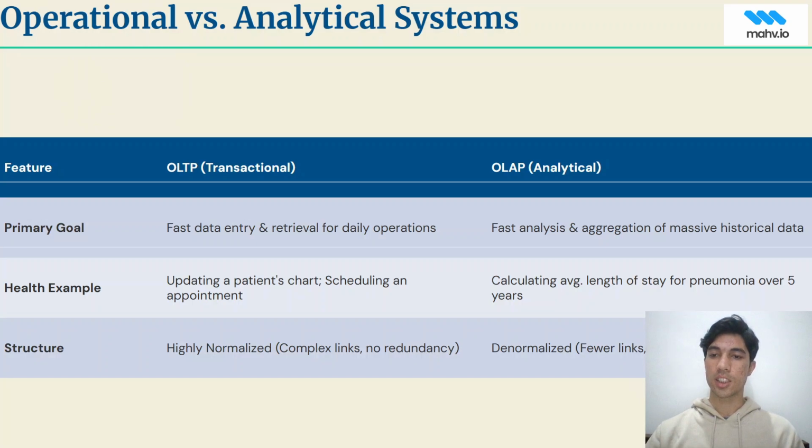Then the structure of transactional systems is highly normalized, like relational databases, MySQL, etc. They have complex links, there is no room for redundancy, and the systems are very consistent. On the other hand, the analytical systems are denormalized. They have far fewer links, and they are optimized for reading rather than writing.